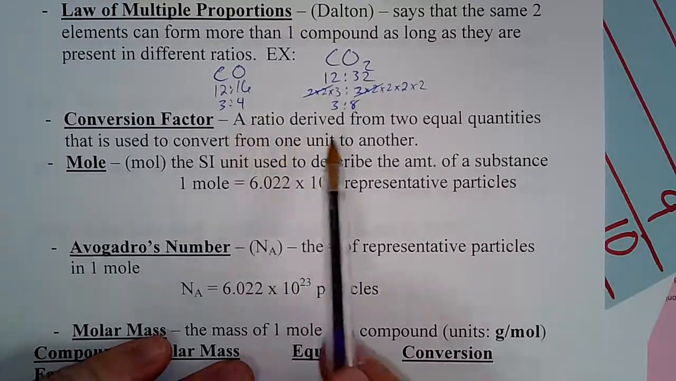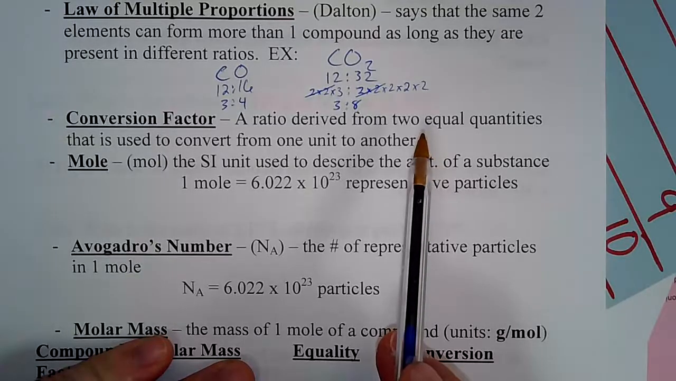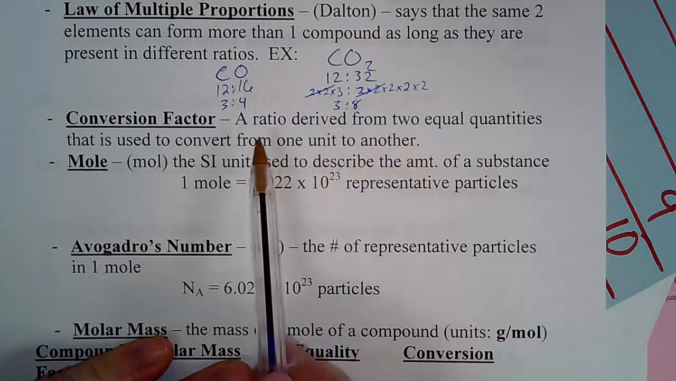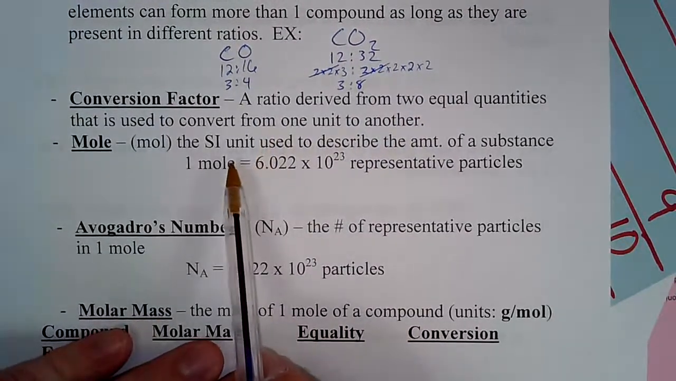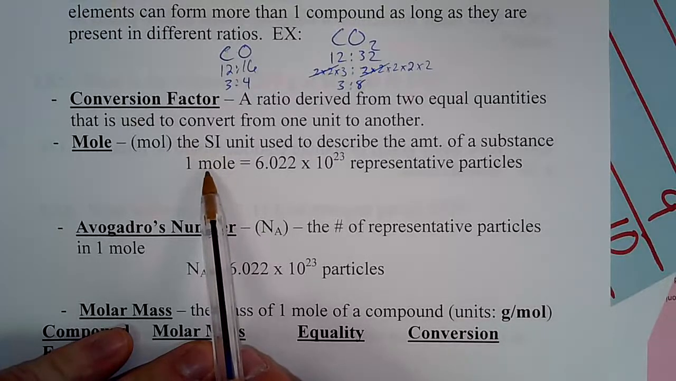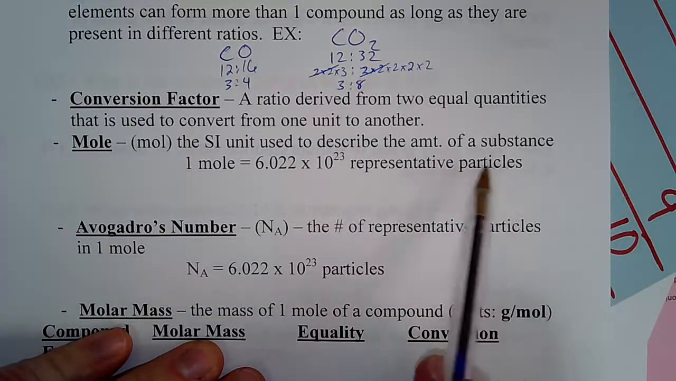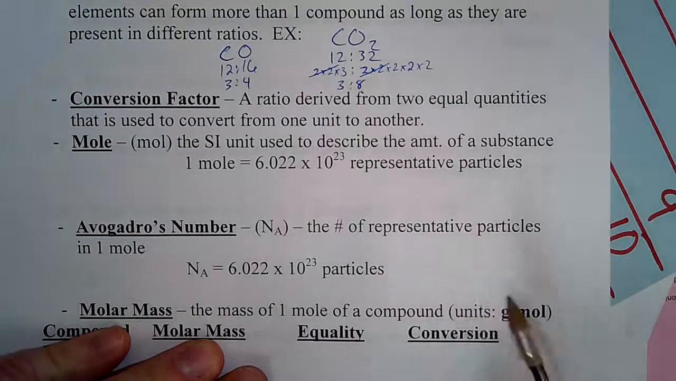All right, conversion factor. Do you remember doing that back with the dimensional analysis stuff? Kinda. Okay, so it's going to come back to us. One of the most important conversion factors that we're going to use here is the mole equals 6.02 times 10 to the 23rd particles. Now, I said representative particles here.